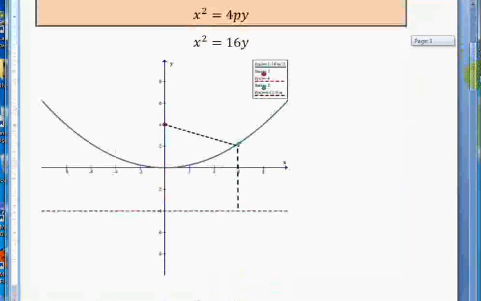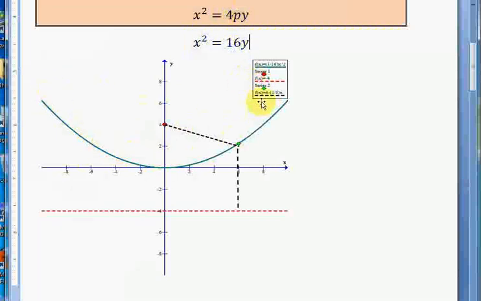Let's look at an example. We have x squared equals 16y. In this case, my 4p is my 16, so therefore my p has to be equal to 4. Now, since this is an x squared term, this is a parabola which opens up and down, and since this is a positive term, it opens up.